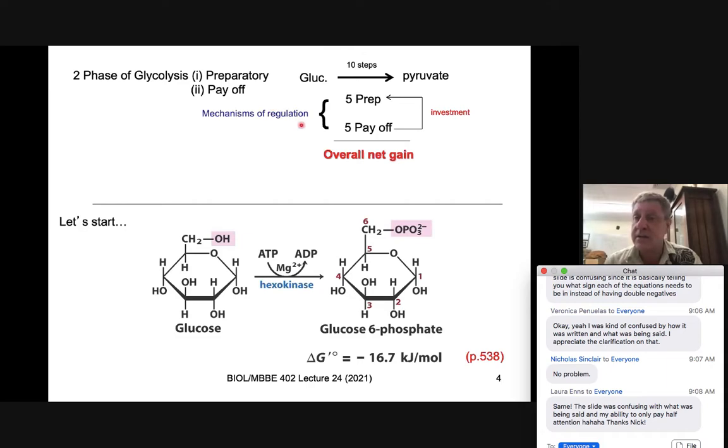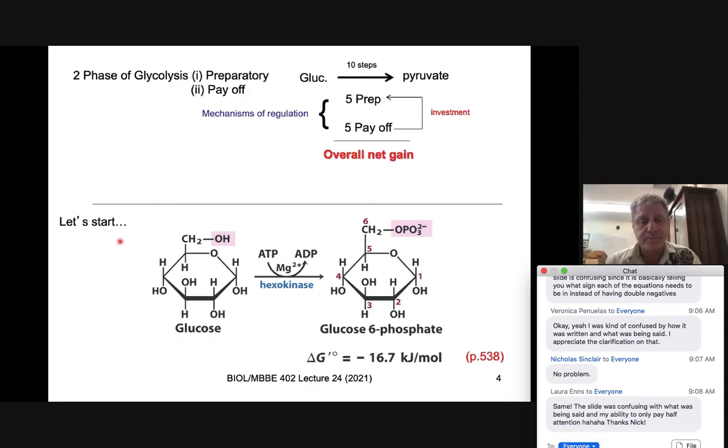But at each individual step, we're going to have mechanisms of regulation in regards to controlling whether we need to go to preparative or payoff stages, or we need to shut down the whole system in regards to not consuming our glucose, because we might have too much energy in the system and no longer need any more pyruvate.